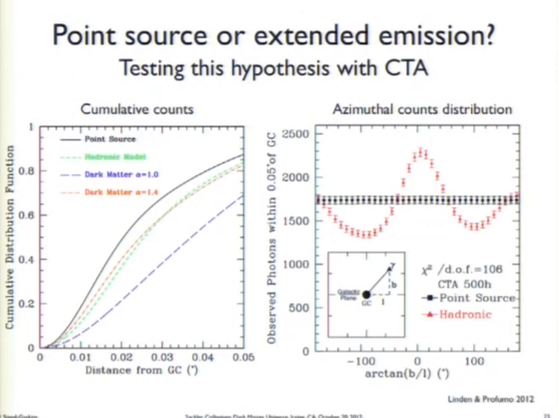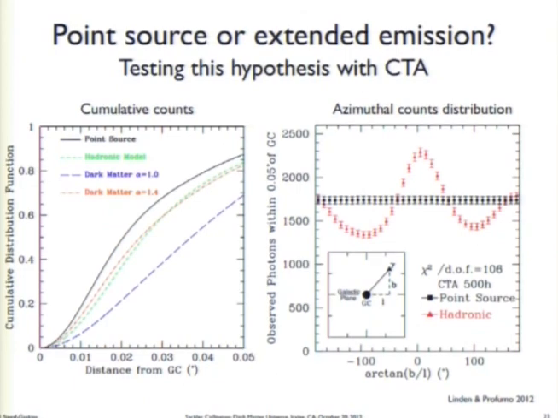And so what they're looking at here is this is distance. This is the cumulative counts as a function of distance from the galactic center. And they're showing this for a point source, which is this black line here, a hadronic model, which involves having high-energy protons collide with the interstellar gas, and then two dark matter profiles here. And at roughly what you might expect to be the angular resolution limit of CTA, there are significant differences between one of the softer dark matter profiles, not so significant differences between these other possible models.